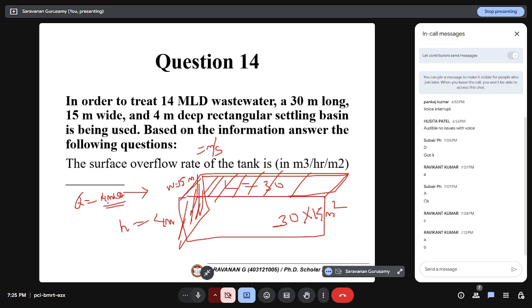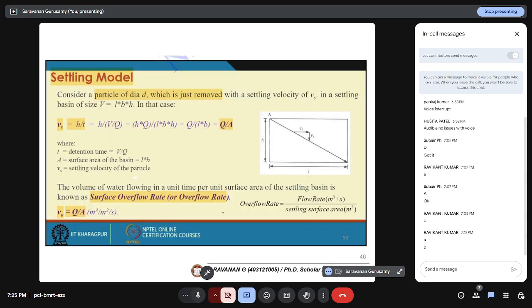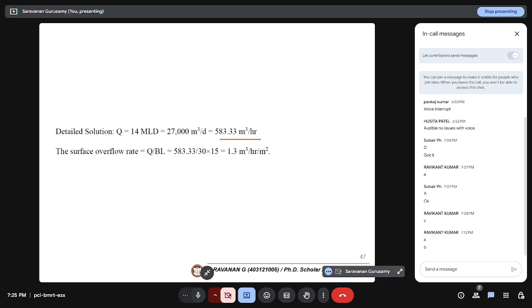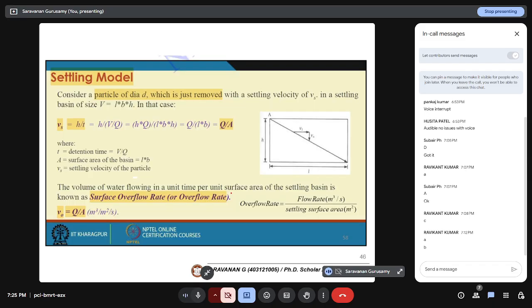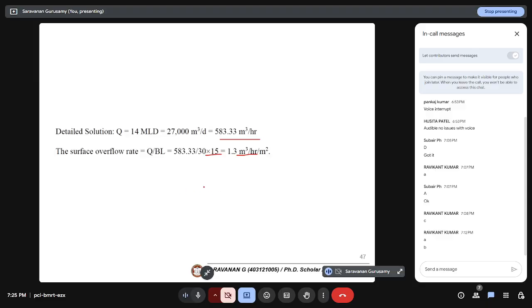Meter cube per day is convert 14 MLD into meter cube per day. Divide by this, you will get meter cube per day. Already you have a meter square. The answer is given in hours, right? So convert to hour, you will get the answer. Day to hour is 24. Hour to seconds is 3600. Like that, if you multiply, you will get the answer.